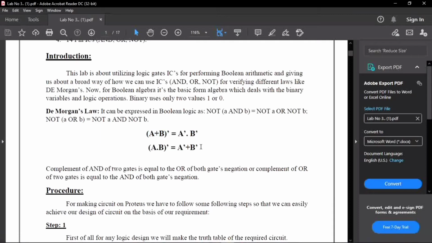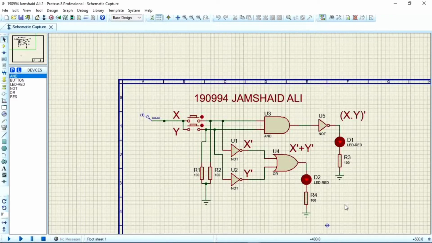Now we are moving to the second equation, which is this. In this equation we have two inputs, and the complement of the product of the two inputs is equal to the sum of the separate complements. We can prove it by using a Proteus circuit. So this is our second case of De Morgan's law. In it we have two inputs through an AND gate and the NOT of the two inputs through an OR gate, and the output will be the same in both cases. So we can check it by running our circuit.